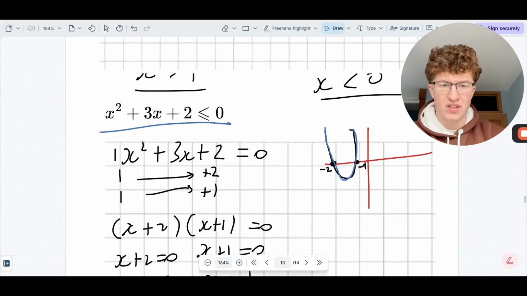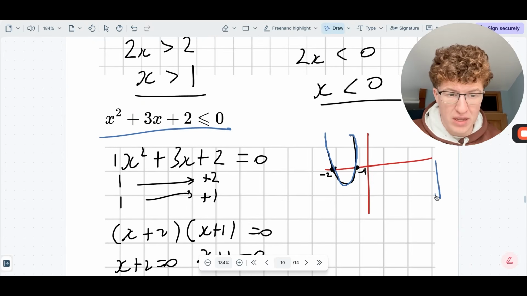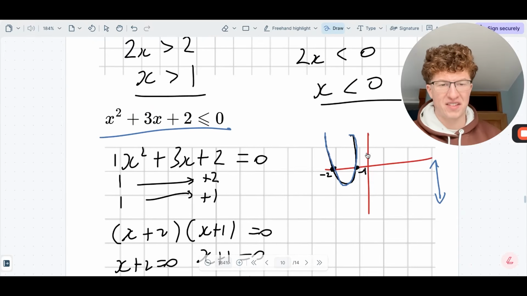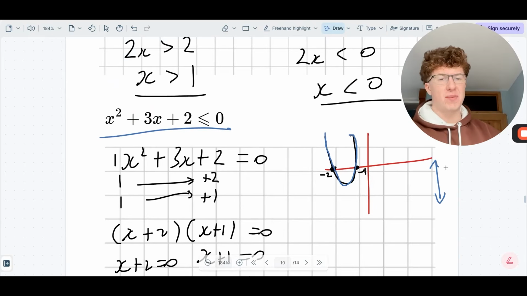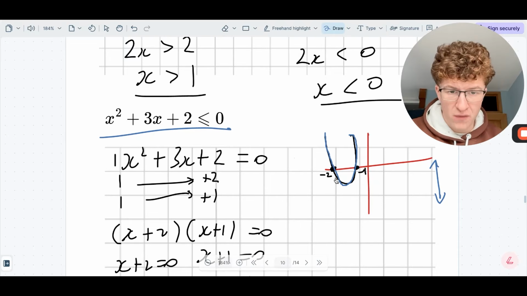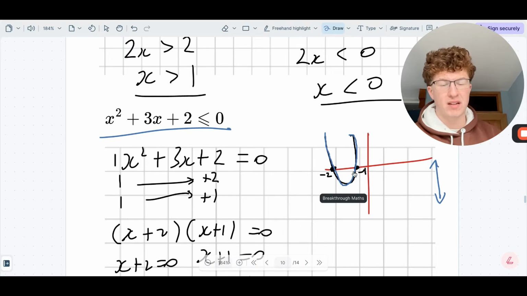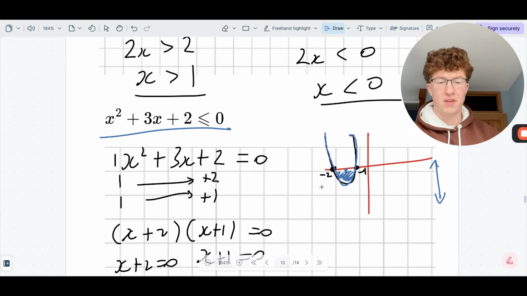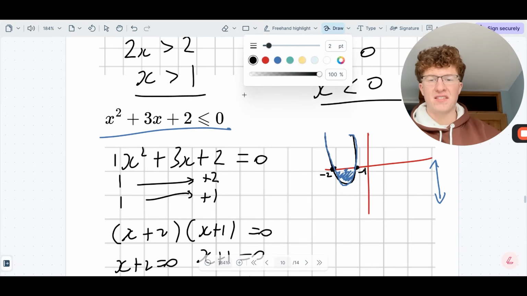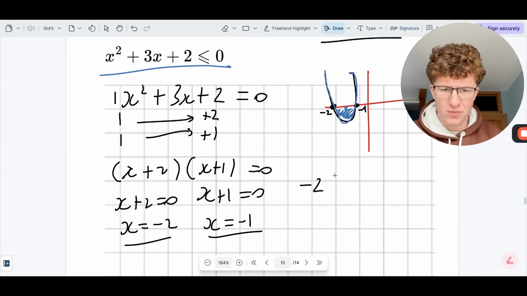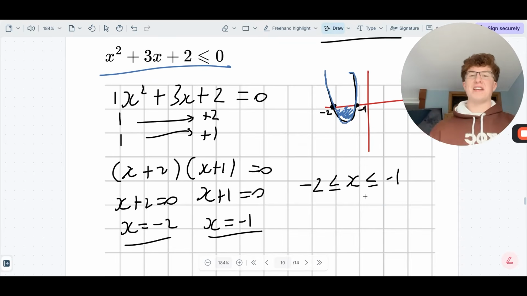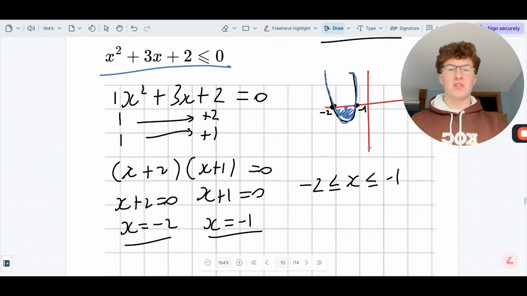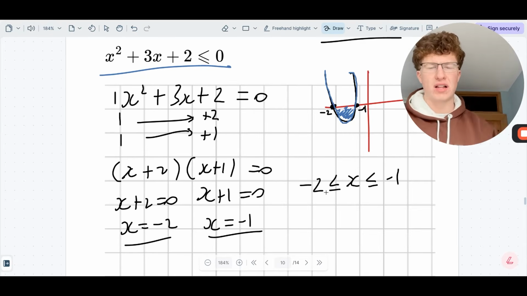For this to be less than or equal to 0, we're talking about the region down here, the negative y-axis, because up here is the positive y-axis. We're talking about this region down here. So this equation is less than or equal to 0 for the x values between minus 2 and minus 1. So like this region down here. That means that our answer is going to be minus 2 is less than or equal to x, which is less than or equal to minus 1. So basically, this function here is less than or equal to 0 when x is between minus 2 and minus 1, with equality as well.